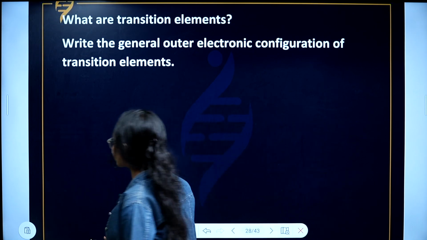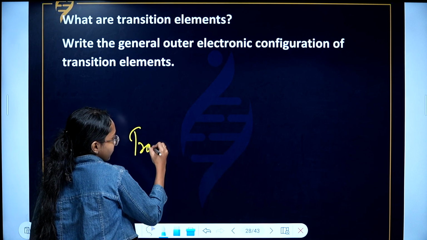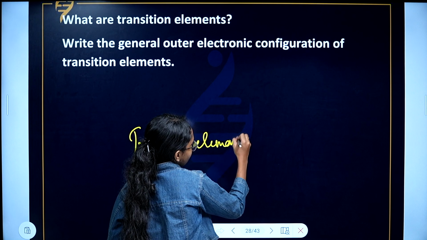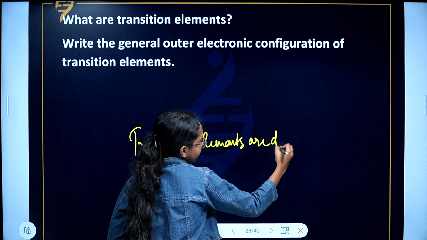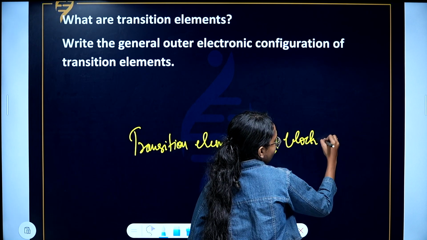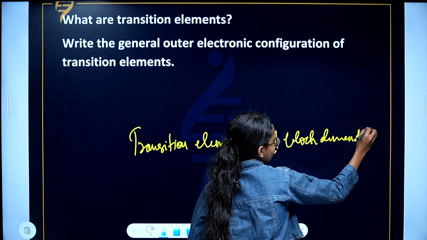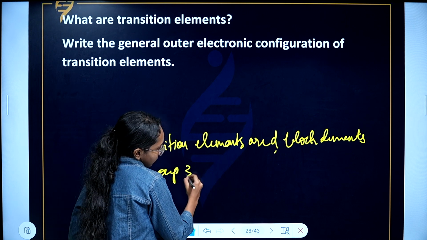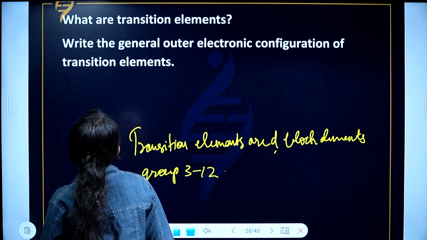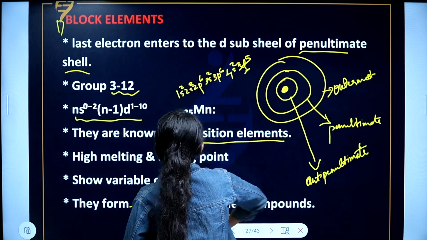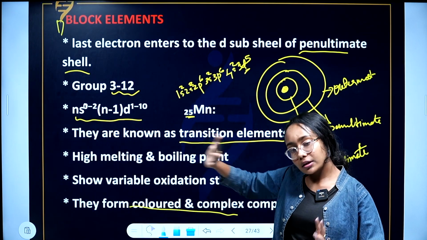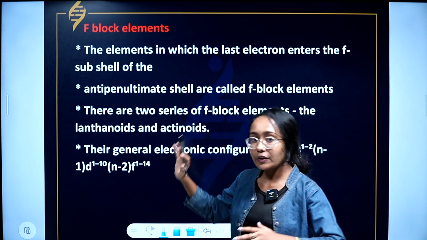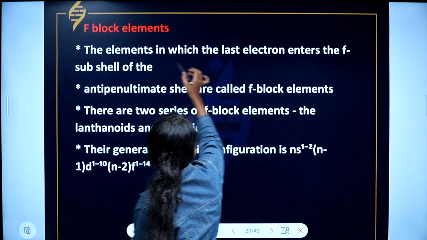Now, what are transition elements? Transition elements are d block elements, and they are part of groups 3 to 12. The general outer electronic configuration is already given here. That's all.